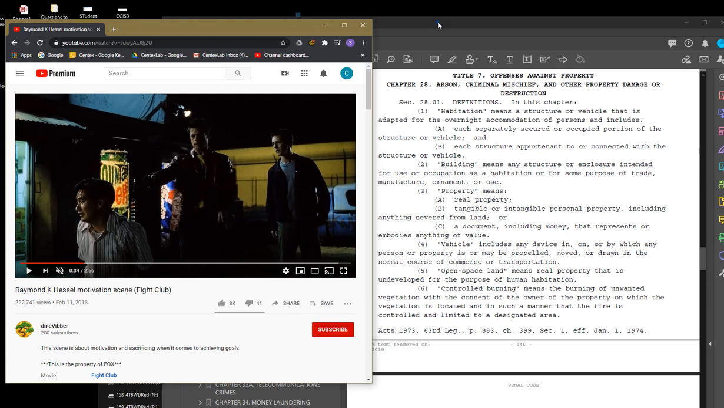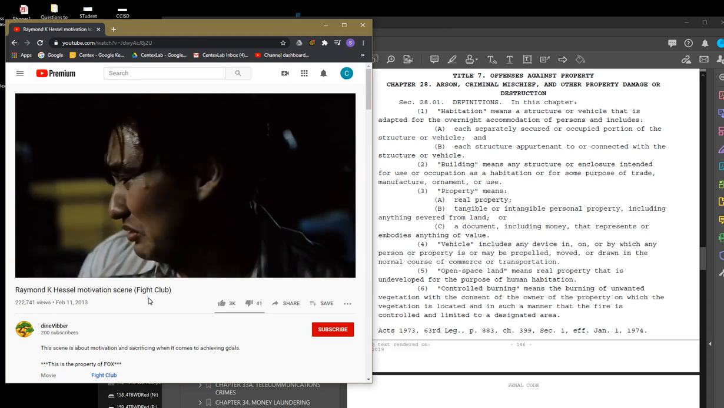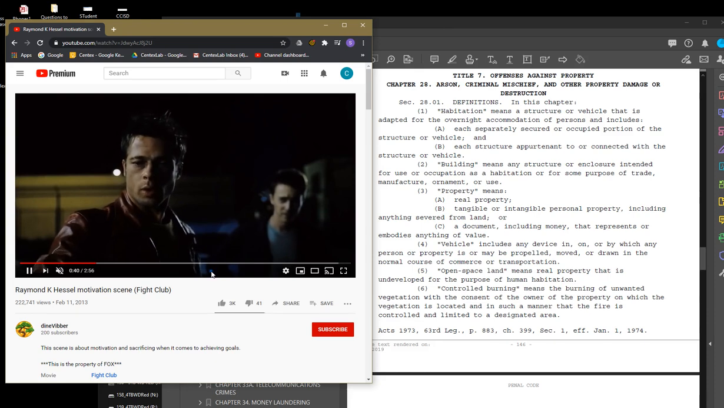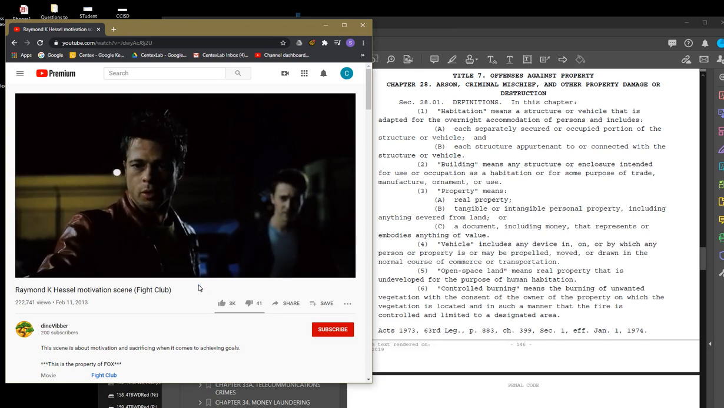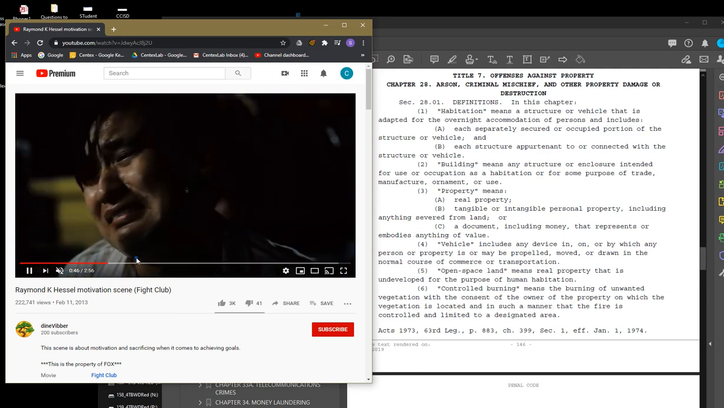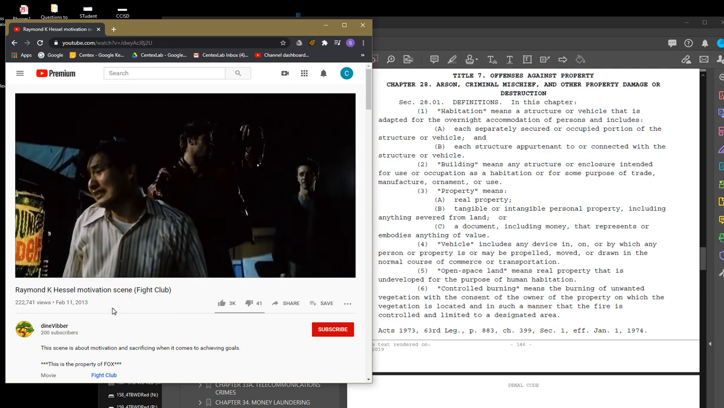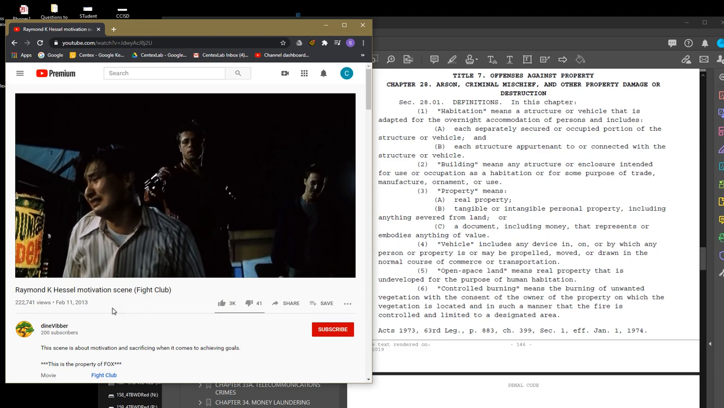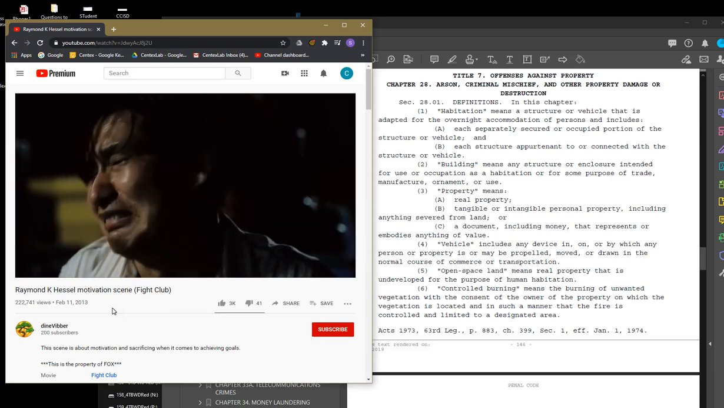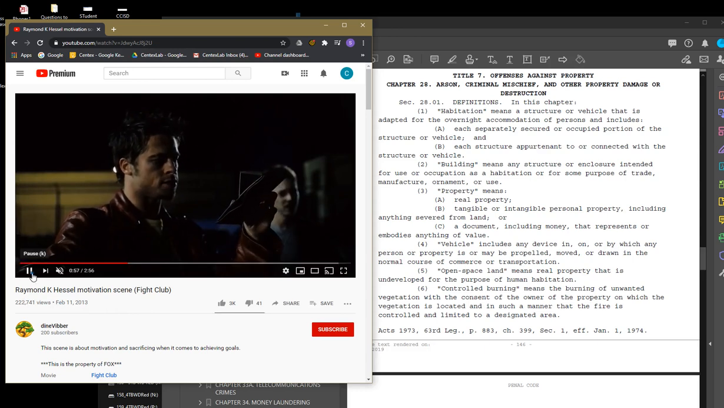So if we're talking about a theft here, the theft that occurs is actually when Brad Pitt keeps the driver's license that he's reading off there, and he obtains that license. Of course, Raymond Hessel doesn't give him that license voluntarily. He's giving it to him at gunpoint, right? And so that's what makes it robbery, theft by force or threat, okay?